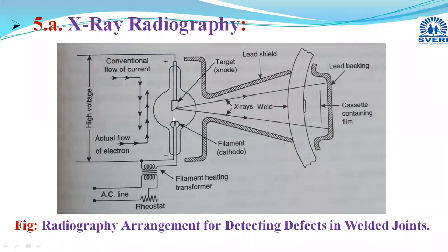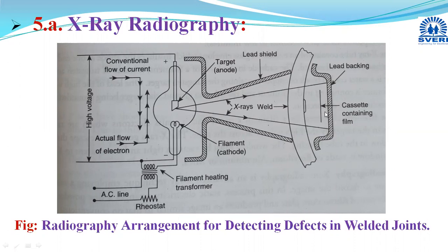Here is the arrangement. This is the cathode, the anode, where X-rays are generated. This is the sample under test. To limit the scattering of these X-rays, this lead shield is used. A lead shield and a lead backing are used for protection, to avoid the scattering of these X-rays, which may be hazardous for human beings. This is the protective shield we are using here. These X-rays are allowed to fall on the test specimen, and its pattern is collected.